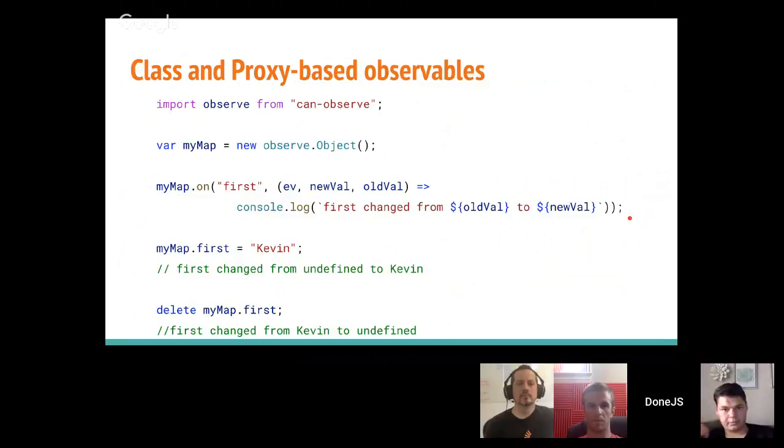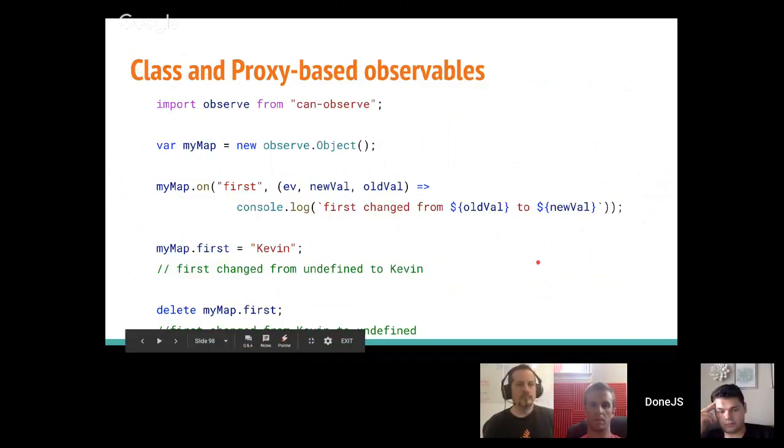So that's where we get to can-observe. With can-observe, we're using ES6 proxies under the hood. This is a new browser API that lets us have the best of both worlds. We can get all of these change events. We can make things look and feel a lot more like objects and arrays. You can delete things normally.